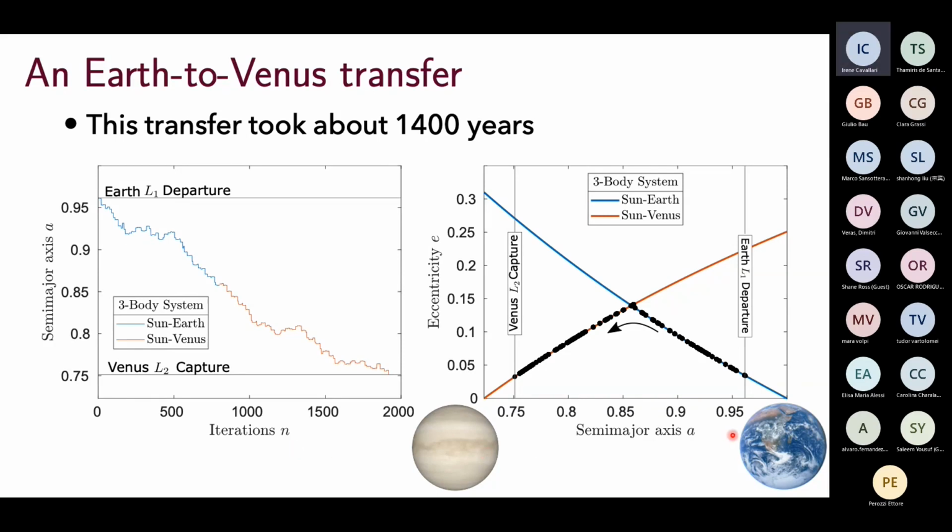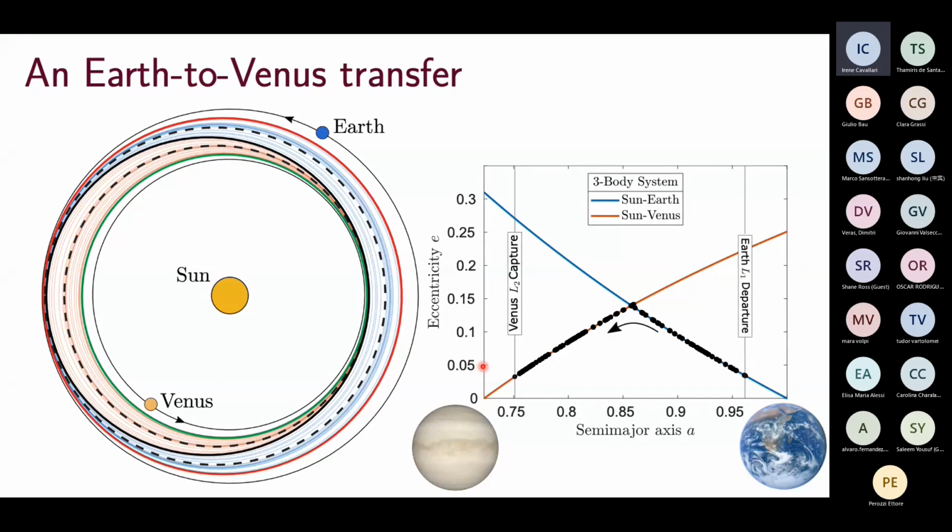So this is what it looks like in the a-e space. If we start with a departure from the Earth L1 Lyapunov orbit, it crawls along the curve till we intersect the energy surface with Sun-Venus, and then it crawls down to Venus. This is what the entire trajectory looks like. Again, 1,400 years. So it's on the order of hundreds of times the period of the primaries, which I think will be related to the very small mu value here.